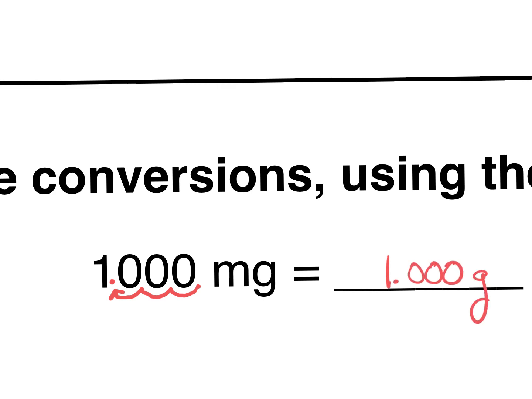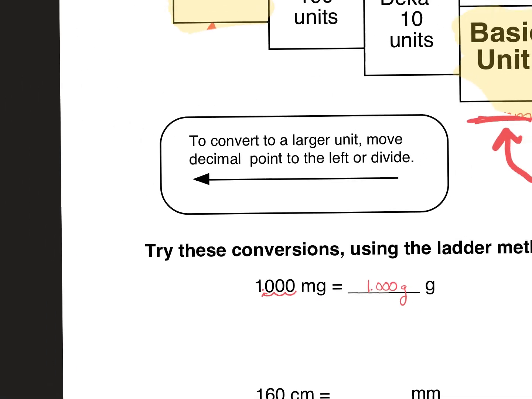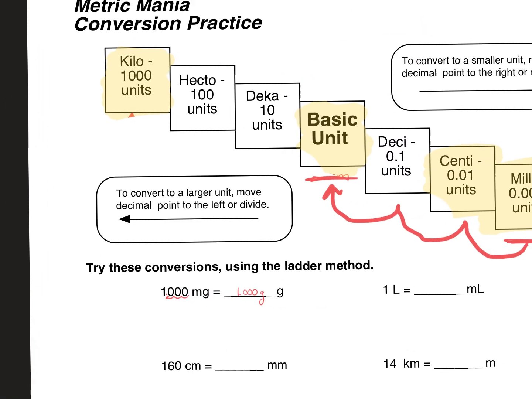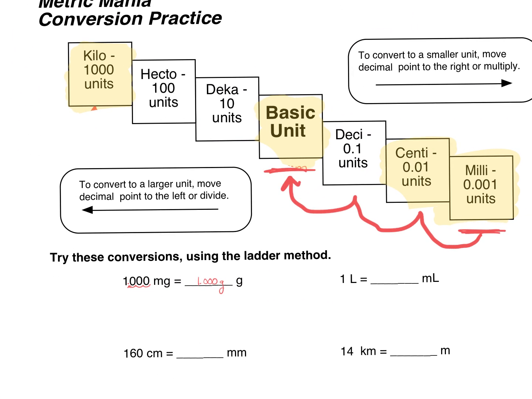This gives us 1.000 grams. Okay? I just showed you how you can use this sequence of prefixes to move a decimal point either to the left or the right. In this case, we move to the left 1, 2, 3 spaces. All right, let's try another easy one.